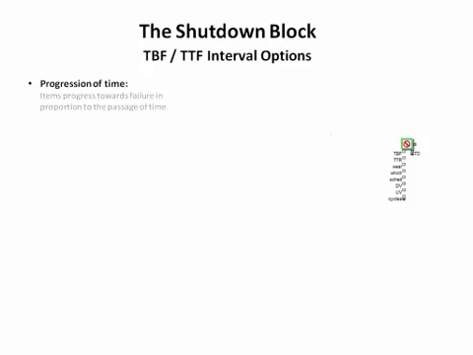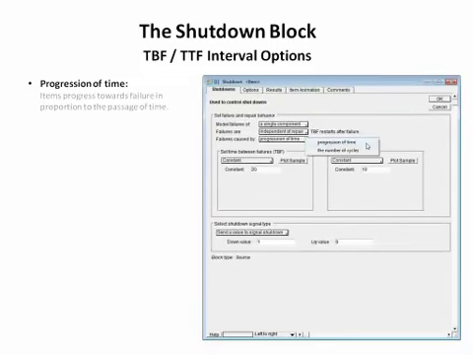Okay, with a shutdown block, we have the two modes for determining time between failure intervals. The first option is progression of time. Items progress towards failure in proportion to the passage of time. We have mechanisms to change how we count that time, but in all cases it's proportional. That option is selected here in the shutdown block by choosing progression of time right here in the dialog box for failures caused by.